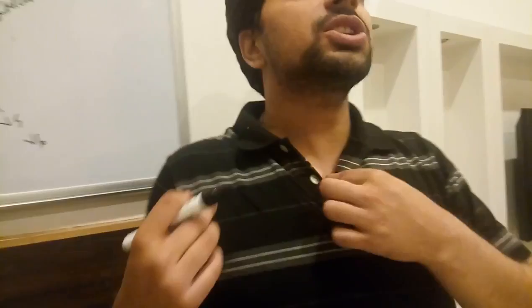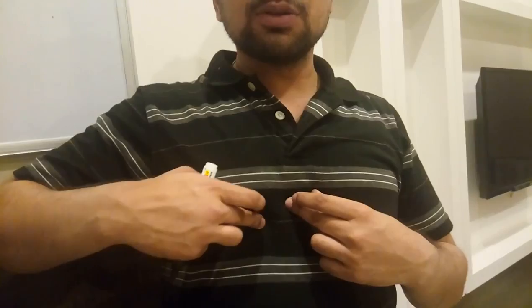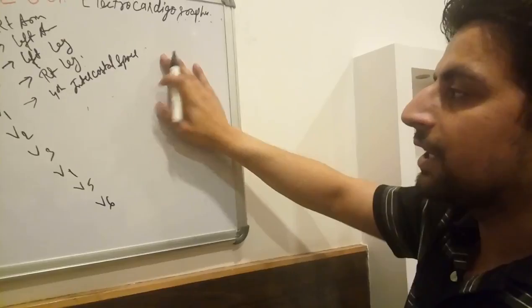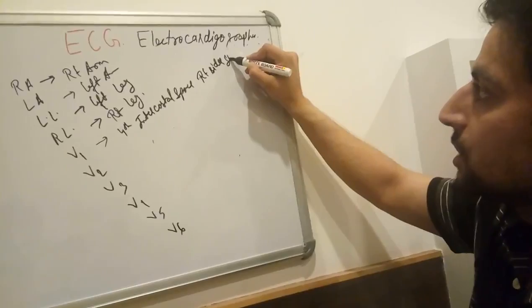Here is the sternum, here is the manubrium, then sternum, then xiphoid process. So sternum, fourth intercostal space, right sided, we have to put the V1 lead. And it is between rib number 4 and rib number 5. Okay, I hope till here you understand. Right sided sternum. S-T-E-R-N-U-M, my dear friends. Please be concentrated here.